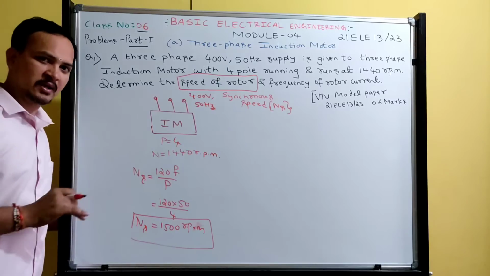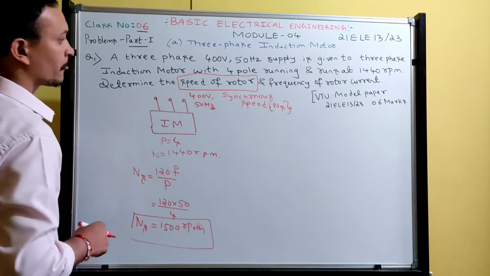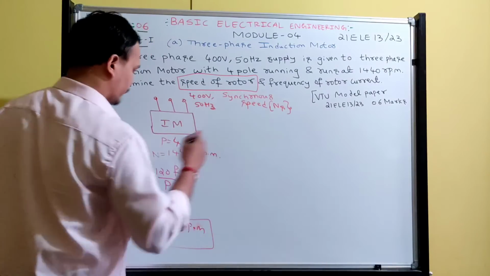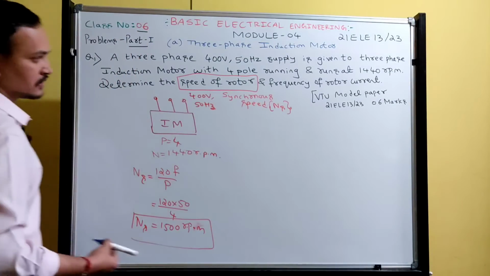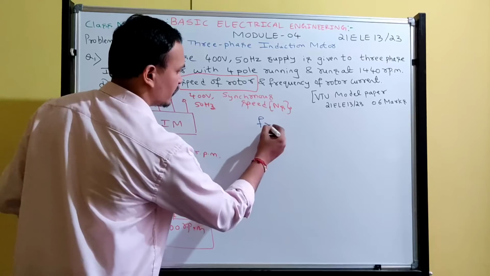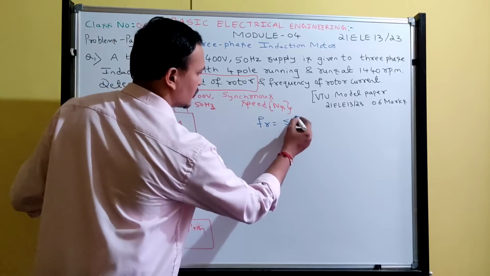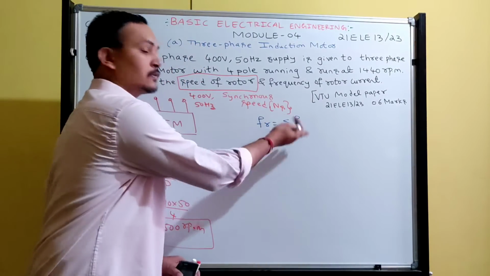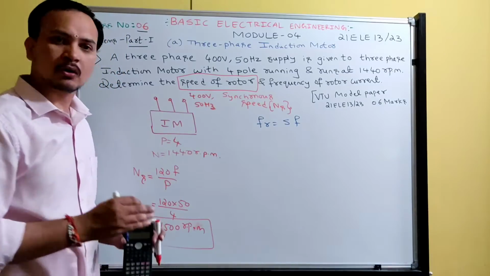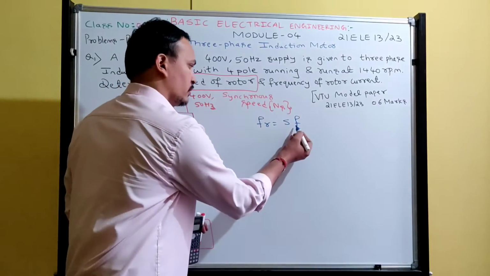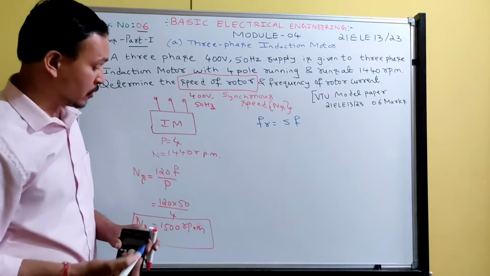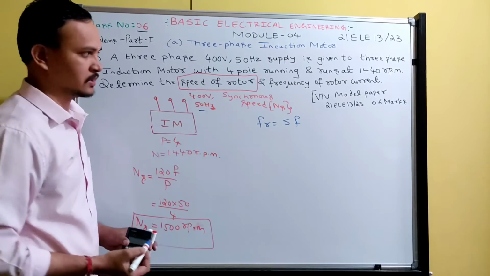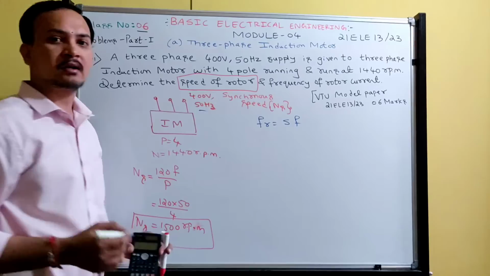It is a mistaken typing error. So now, next, frequency of rotor current. We know the formula for frequency of rotor current. Frequency of rotor current is fr = s into f. Slip times the supply frequency is called rotor frequency. Now, we know the supply frequency, 50 hertz. Now, I need to calculate slip.